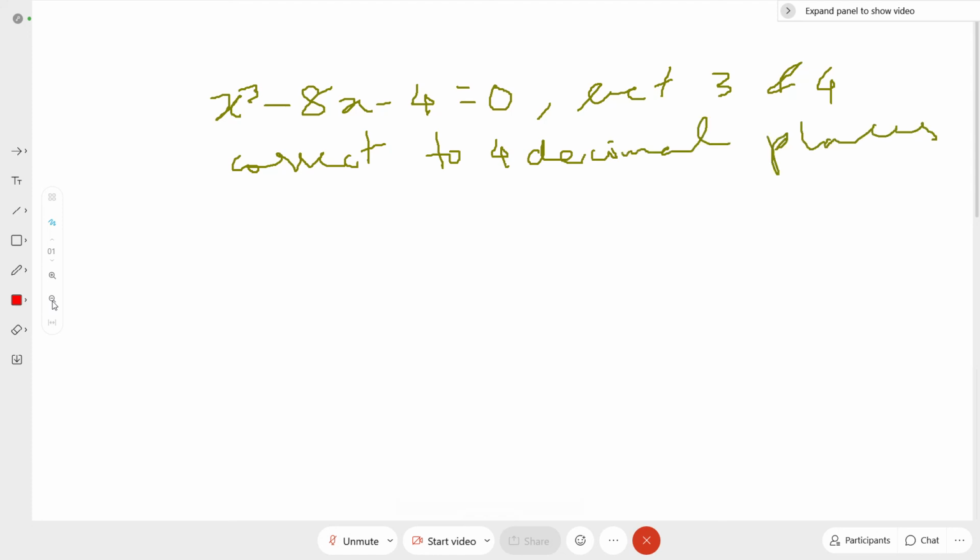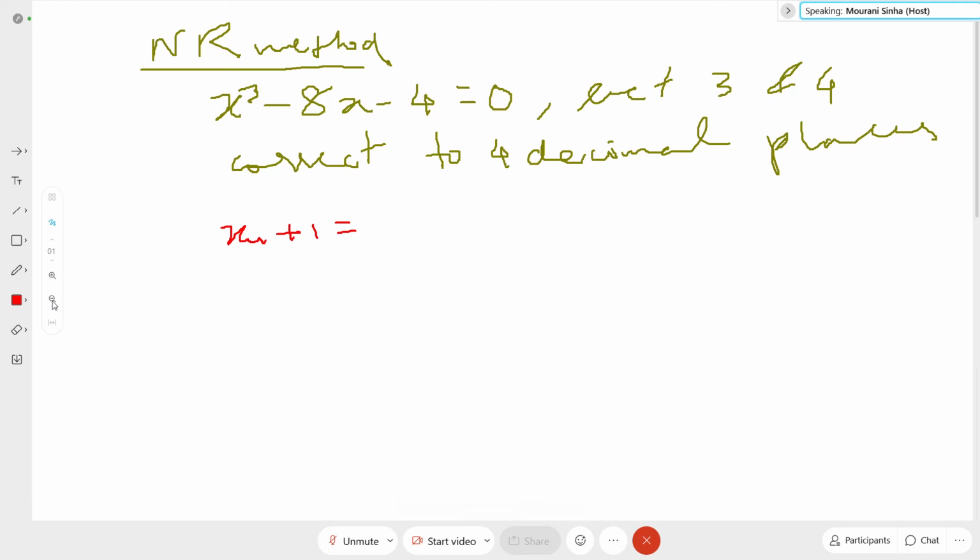Okay, this is the question. Newton-Raphson method. Find the root of x cubed minus 8x minus 4 equals 0 between 3 and 4, correct to 4 decimal places. So you just need to remember the iteration formula: xn plus 1 is equal to xn minus f(xn) by f dash xn.